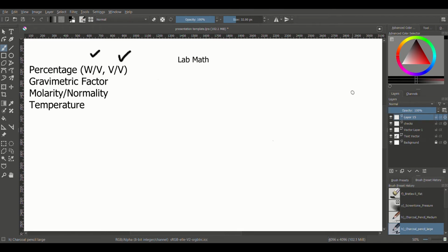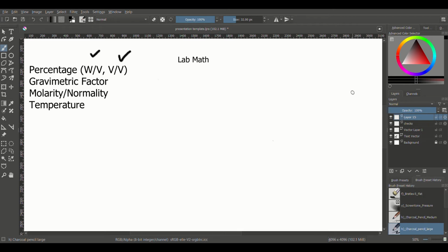Another thing we may need to calculate in the laboratory is the gravimetric factor. What a gravimetric factor allows us to do is to take an old formula with an old concentration of dye and use the new dye that might have a different concentration to make the same quality and the same concentration of dye in the new stuff.